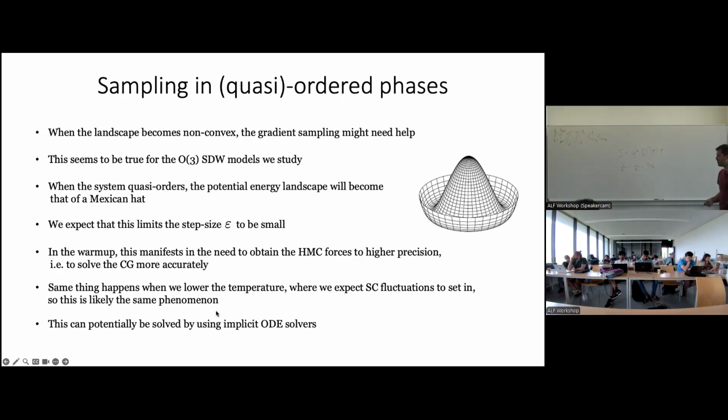So one potential way around this is to use implicit ODE solvers, which would help us traverse these troughs without the need for such absurdly small step sizes. I'm not really going to say more about that. That's just some in-the-works things.